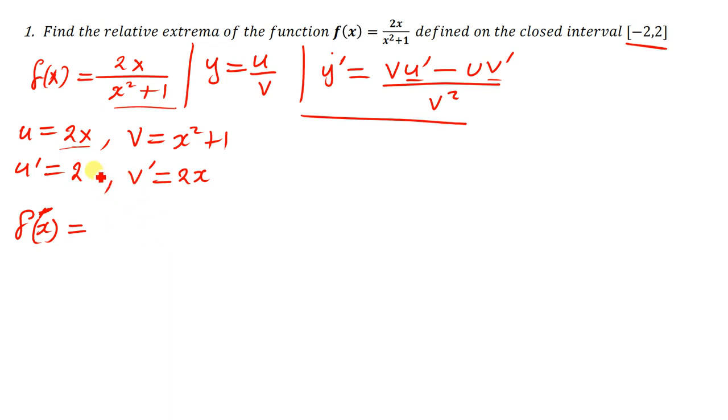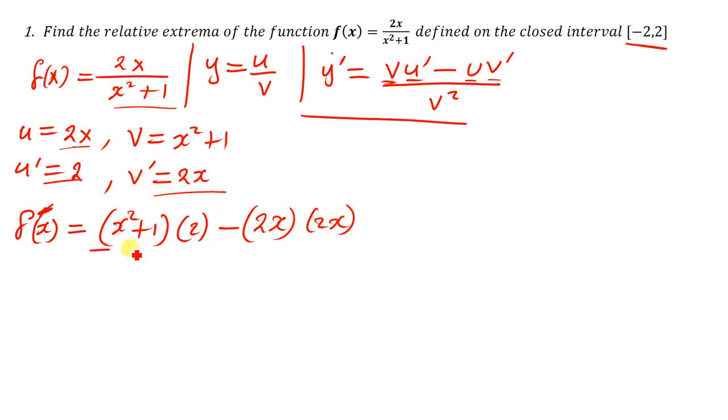So f prime of x will now be equal to: we put our v, which is x squared plus 1, times u prime, which is 2, minus u, which is 2x, times v prime, which is 2x as well. Then we divide everything by v squared. My v is x squared plus 1, so I'm squaring this.